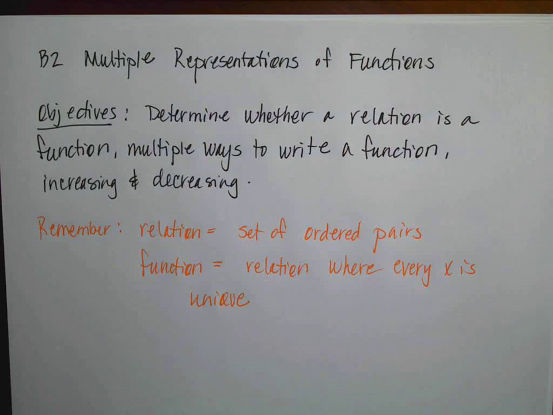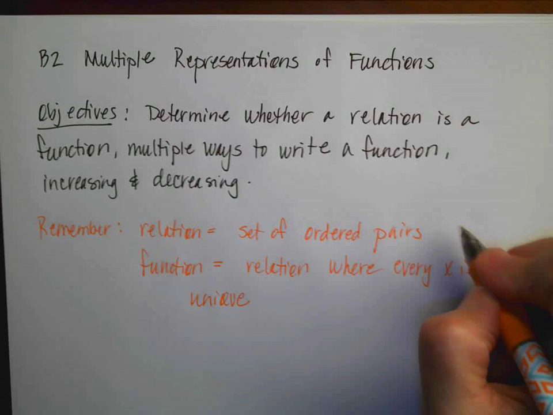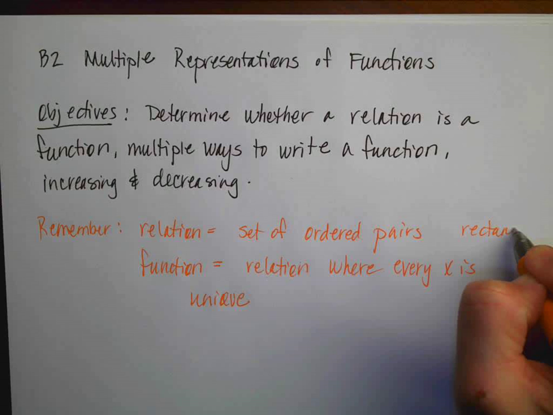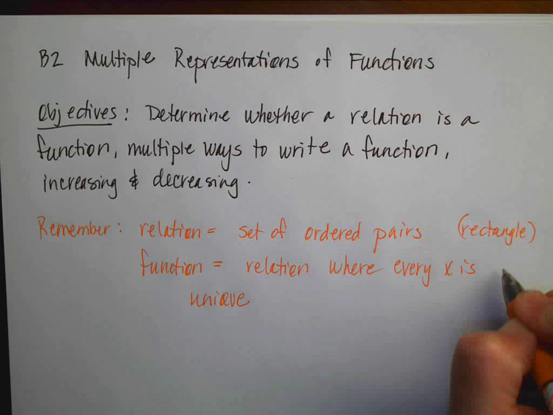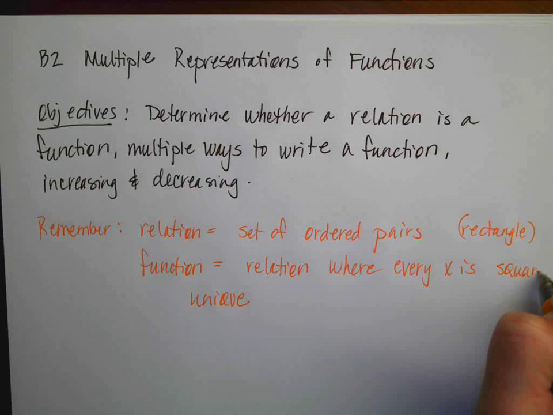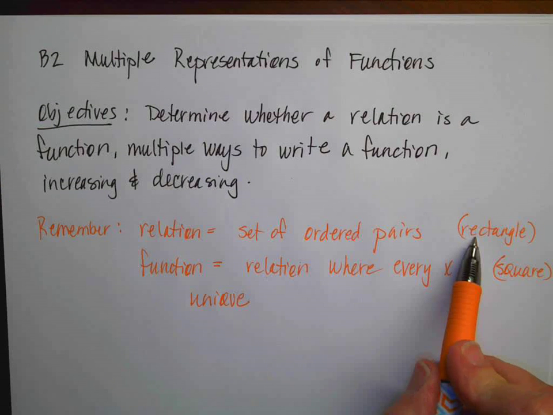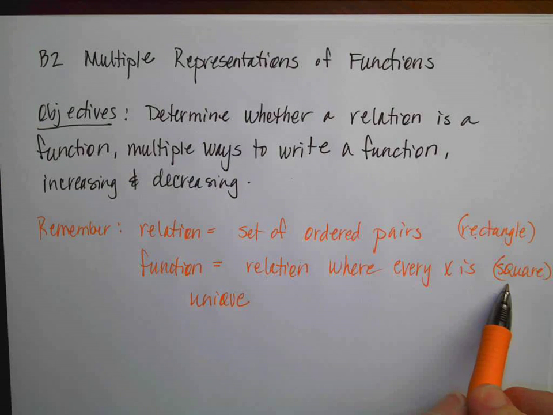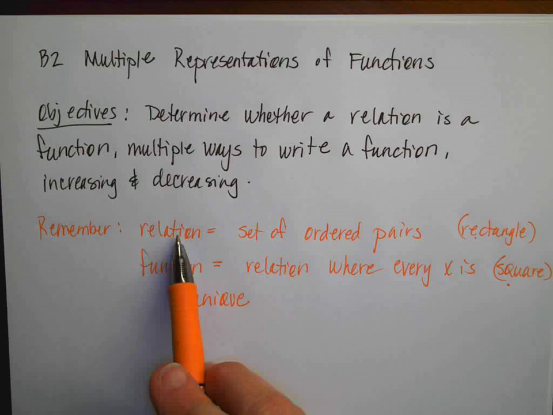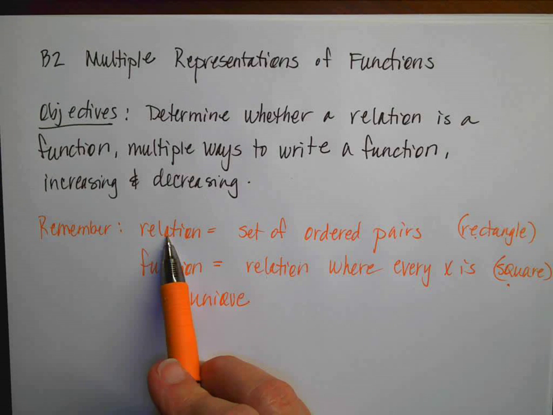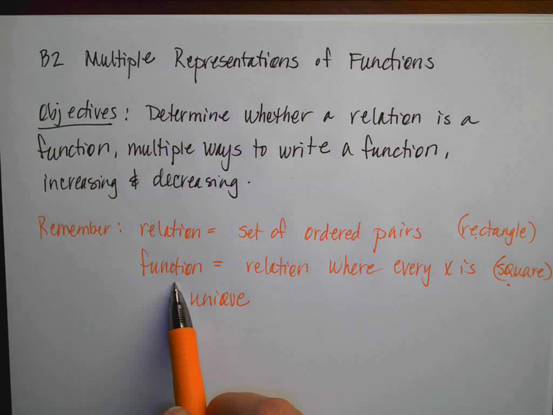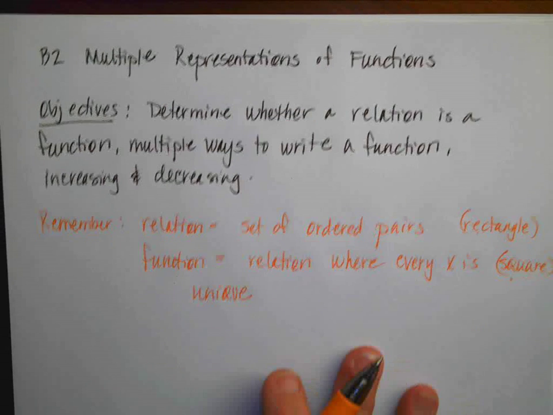When I think about functions and relations, I tend to think about rectangles and squares from geometry. A rectangle would maybe represent our relation, and then a square would be the function. A square is always a rectangle, but a rectangle is not always a square. Same thing here. A function is always a relation, but a relation is not always a function. So the primary way to tell is that every x is unique.